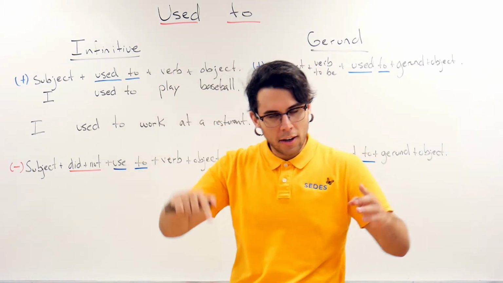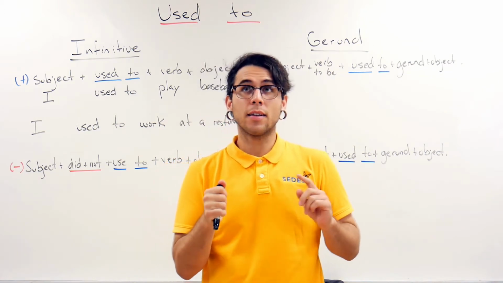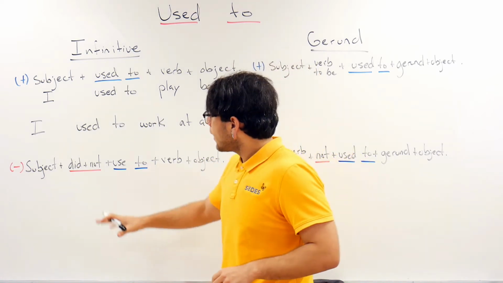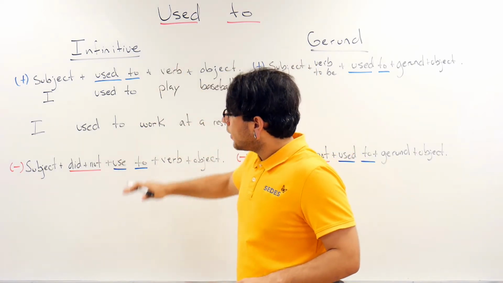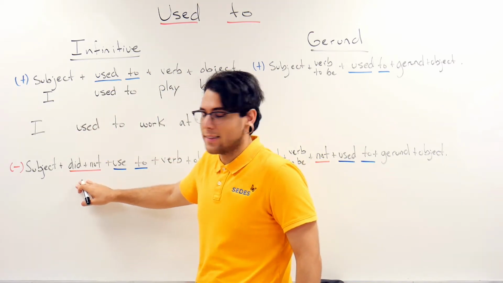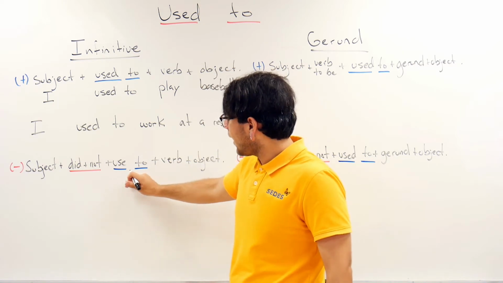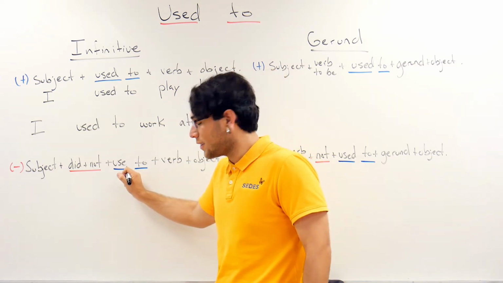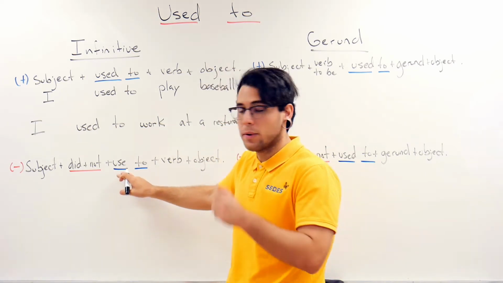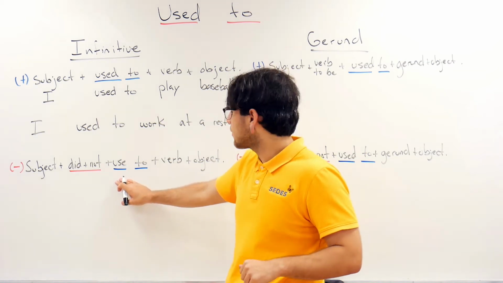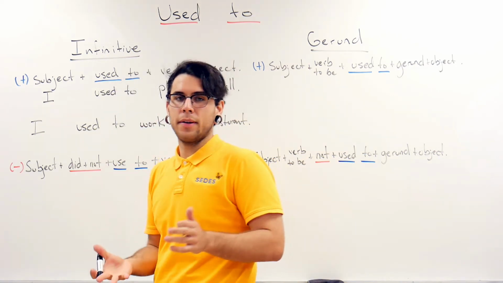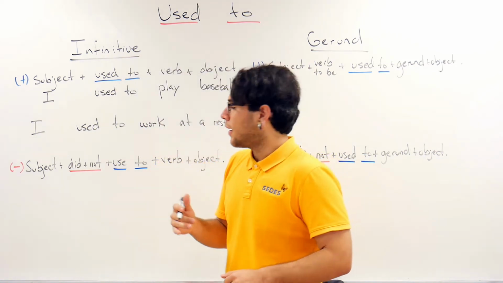So now this means the other thing, something that you did not do in the past, but now you do. So it's very similar structure in terms of formula. Subject the same. Now, before used to, we have did not or didn't, and then use to. Now we have, instead of used with the D, we just have use to in present tense, because now we're talking about something that we do currently that we did not do in the past. Verb and object.